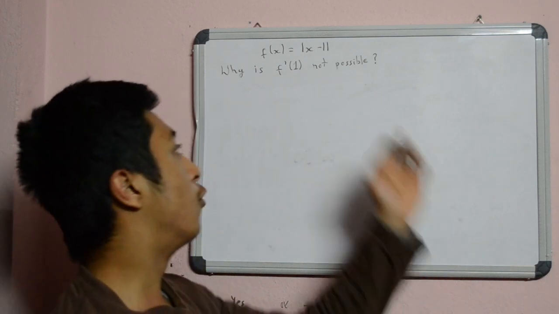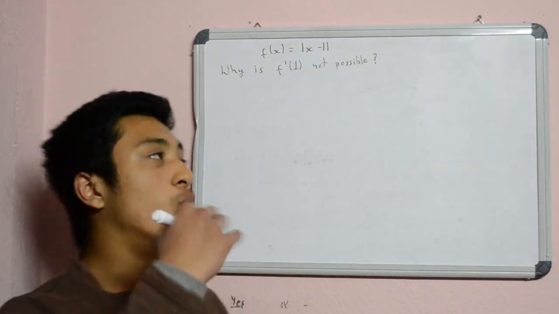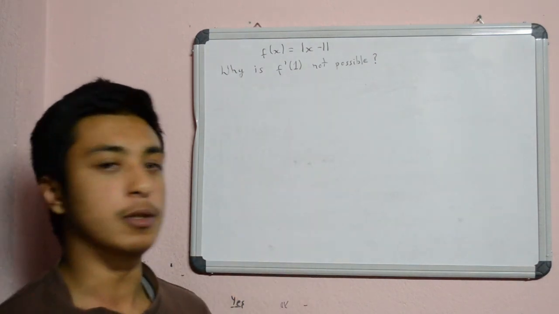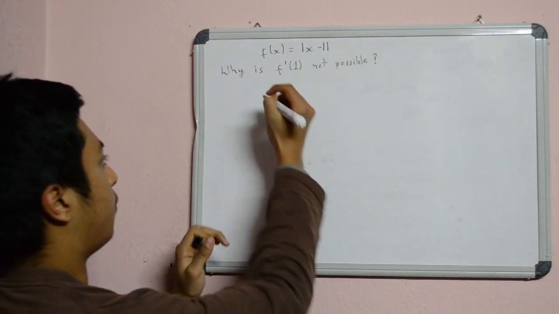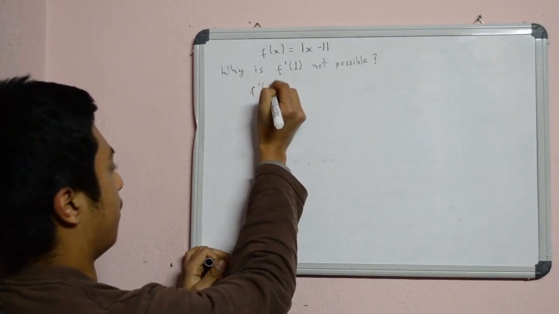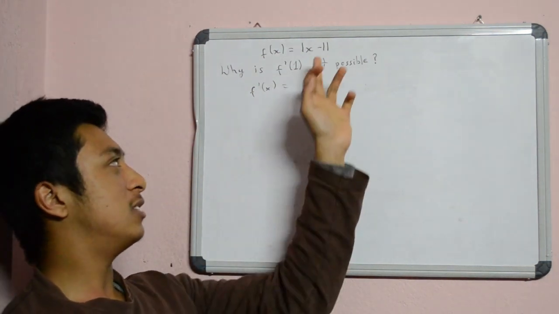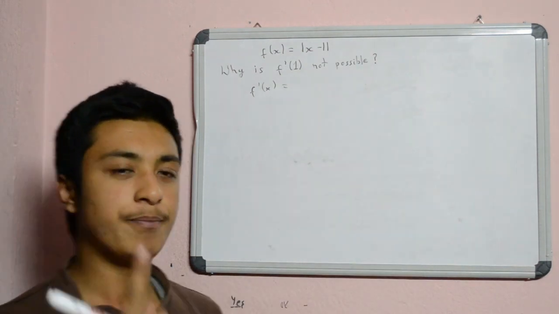Hello guys, for the function modulus of x minus 1, let's answer the question of why f'(1) is not possible. So, let's first find f'(x). Is it as simple as just differentiating x minus 1? Well, the derivative of that is just 1.